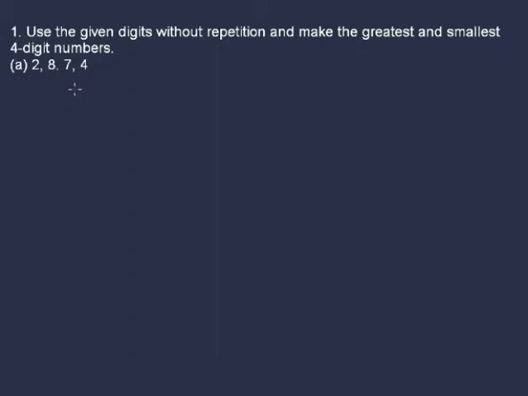For the greatest number, if we have to form the greatest number from the given set of digits, it's nothing else but you have to arrange the digits in descending order.